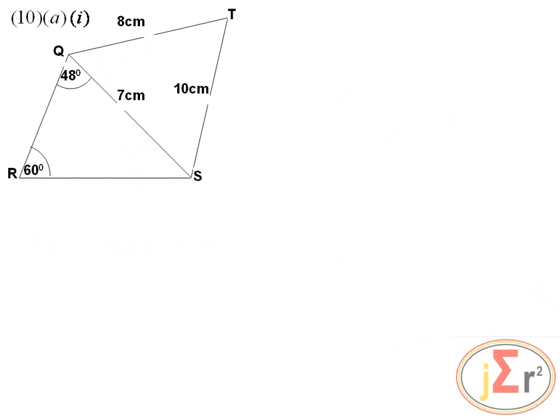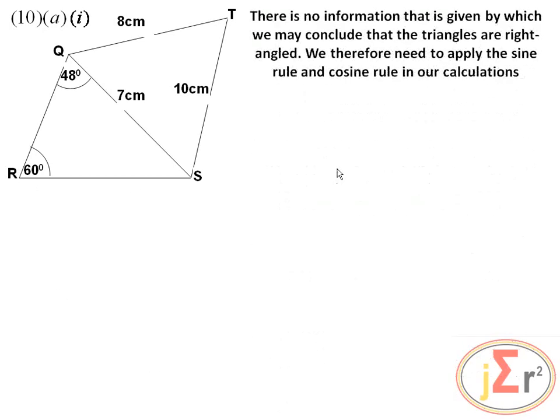Now we are required in this particular problem to find the length RS. There is no information that is given by which we may conclude that the triangles are right angled. We therefore need to apply the sine rule and or the cosine rule in our calculations.